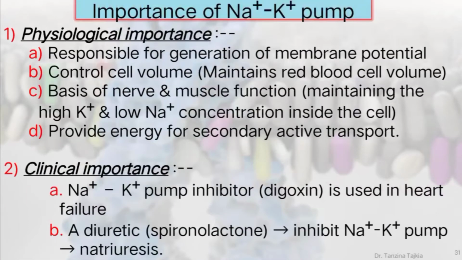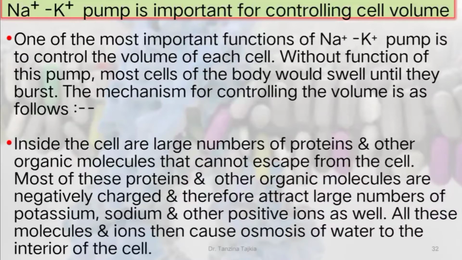The physiological importance of the sodium-potassium pump: it is responsible for generation of membrane potential and controls the cell volume, for example maintaining the red blood cell volume. It is the basis of nerve and muscle functions, that means maintaining the high potassium and low sodium concentration inside the cell, and it provides energy for secondary active transport. In clinical importance, sodium-potassium pump inhibitors are used in heart failure, and a diuretic which inhibits the sodium-potassium pump causes natriuresis. One of the most important functions of the sodium-potassium pump is to control the volume of the cell.